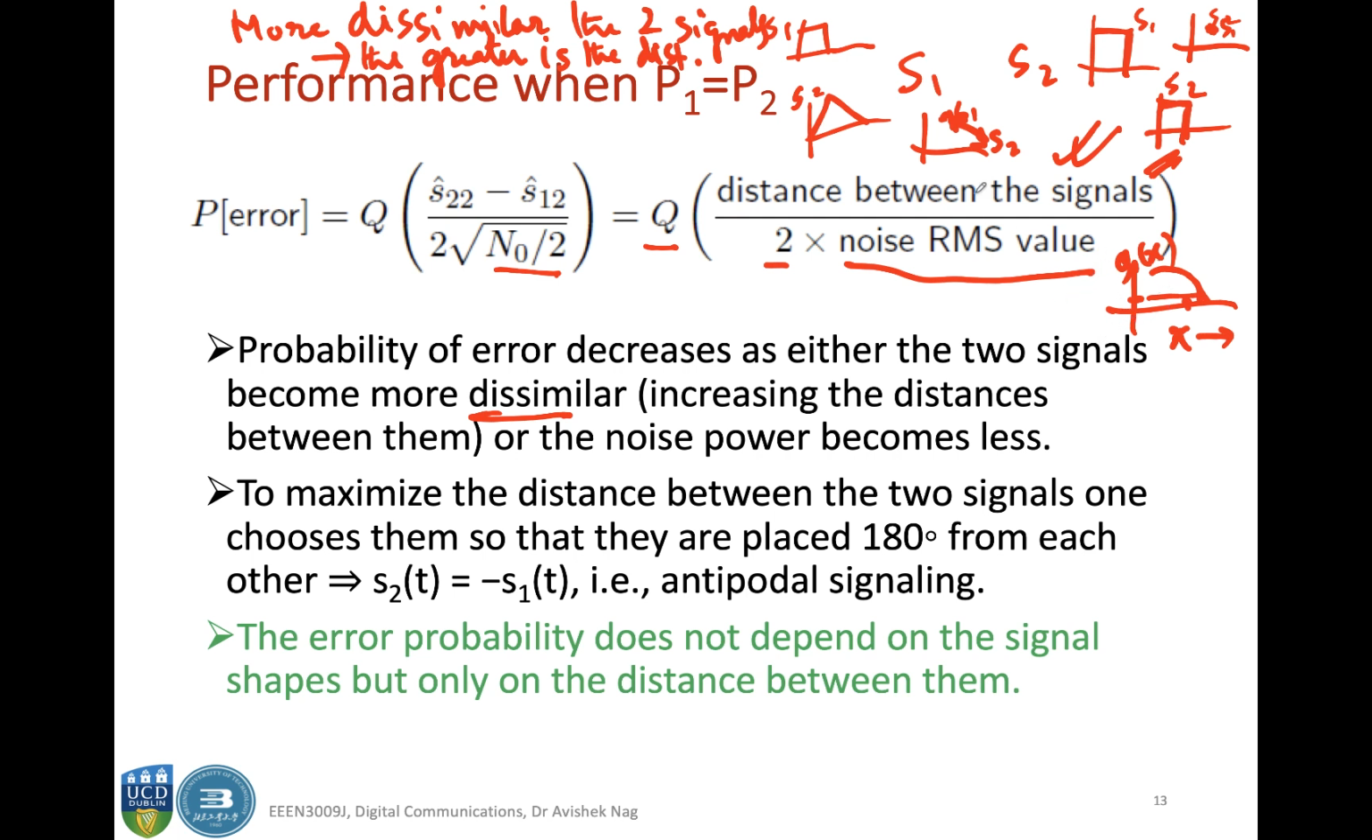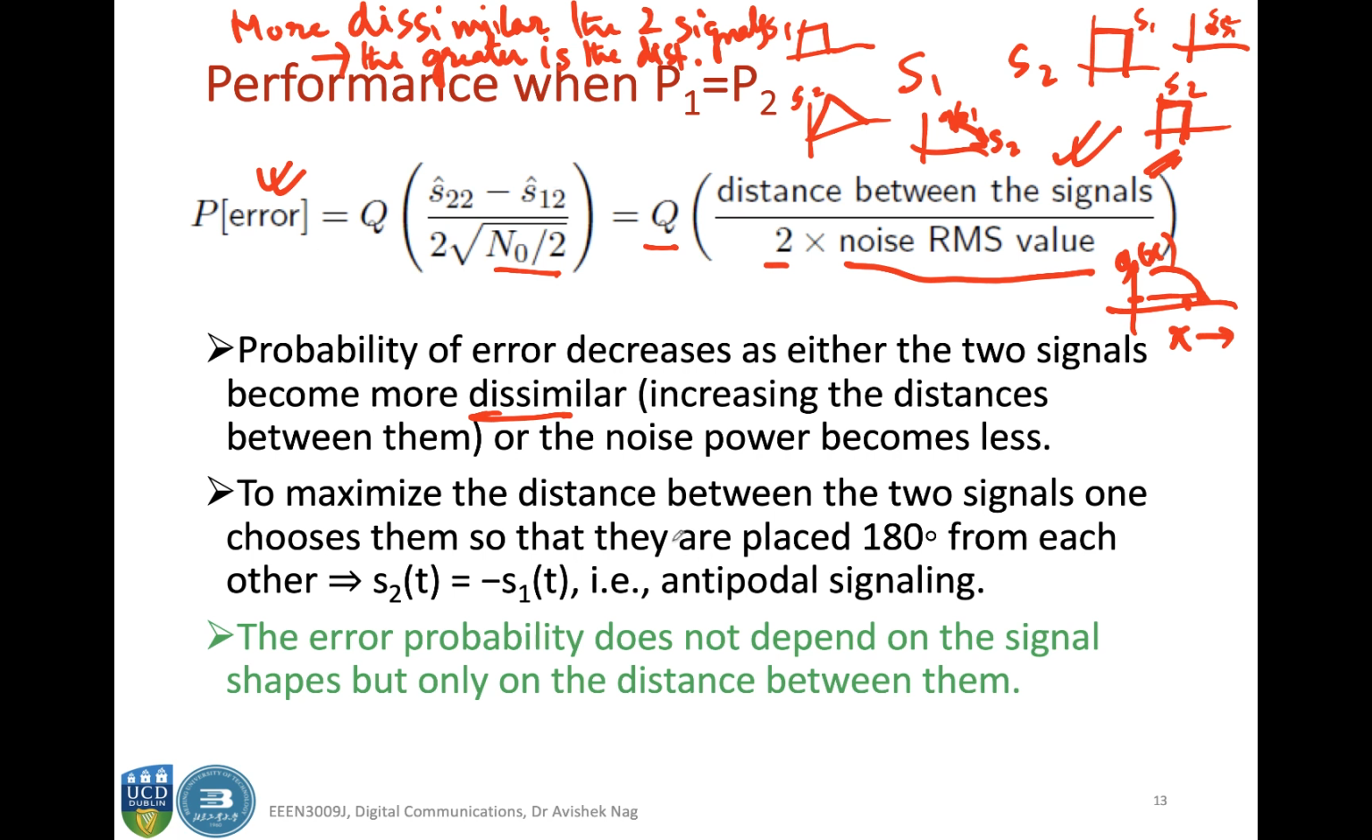So in other words, you have to increase the distance between the two signals, which translates to the fact that for binary communication, you are choosing S1 for 0 transmission and S2 for 1 transmission. If you choose S1 and S2 in such a way that they look very dissimilar, very different, then the better it is in terms of probability of error. So you will eventually get a system which will give you a very low probability of error.